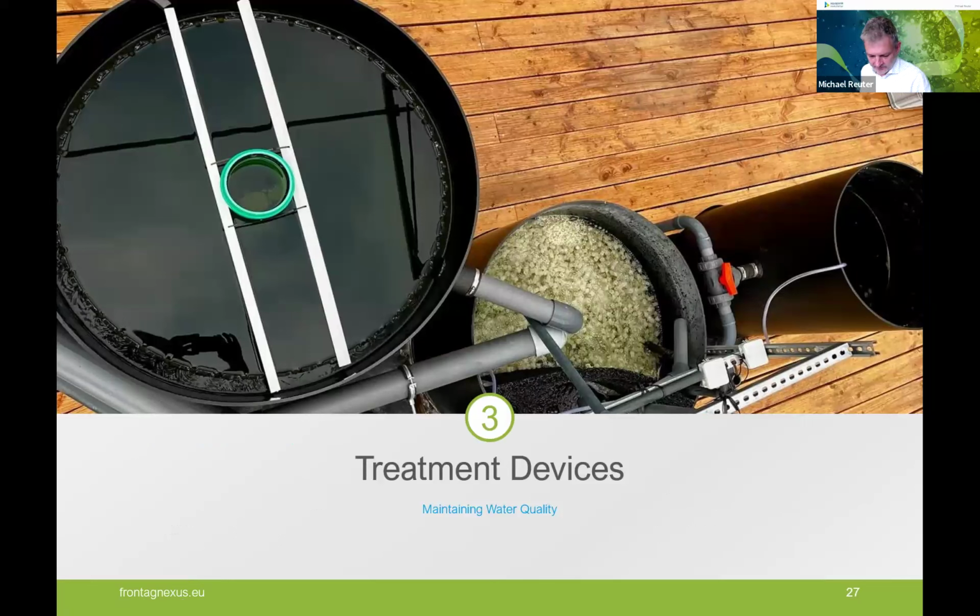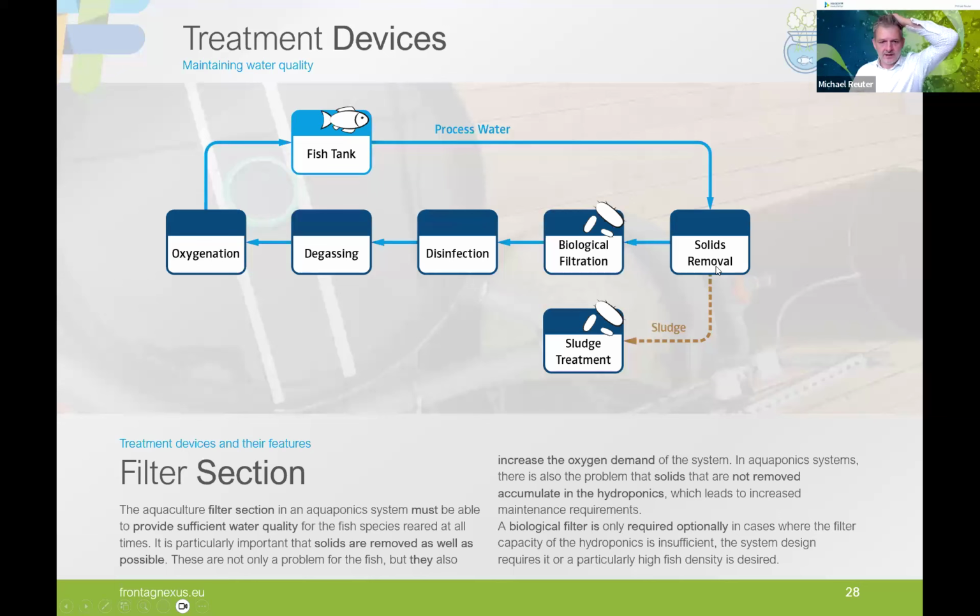Okay, that was the part about the culture units. Then let's have a quick look into the treatment devices. Usually, the whole system will be made up of our culture unit tanks, and then we will have a solid removal, a biological filtration, and then, depending on the intensity of our RAS, disinfection, degassing, and oxygenation of our water, and an additional sludge treatment for the solids or the sludge that is collected in the solid removal.